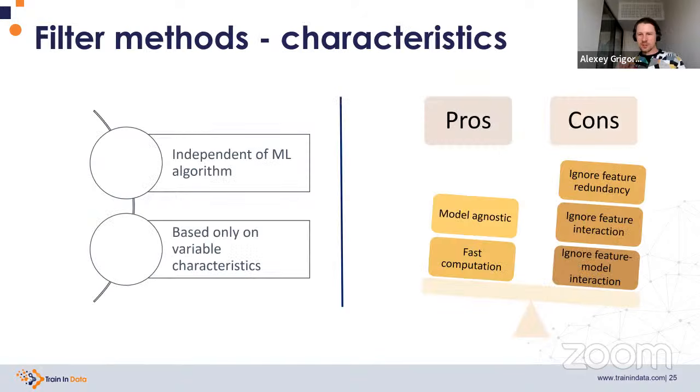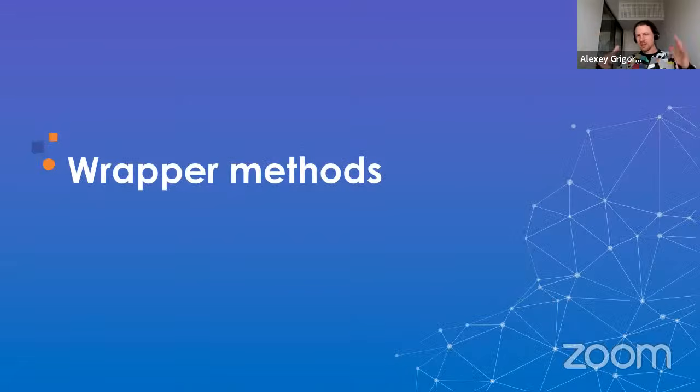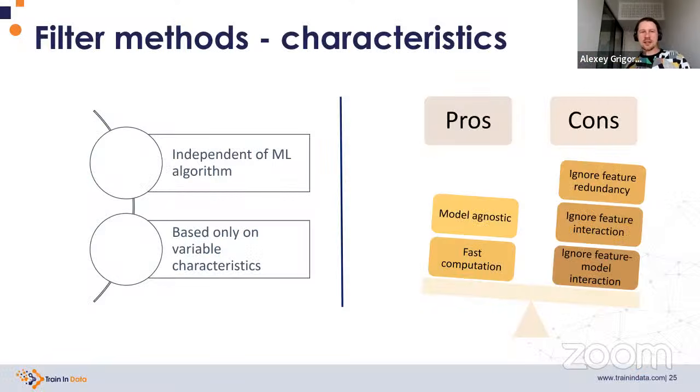And maybe related to the cons that you mentioned, maybe the answer will actually be wrapper methods. So the question is, do you have to do feature selection before hyperparameter tuning, after it, at the same time, or how to do this? Yeah, this is a question for which I don't have the silver bullet answer.